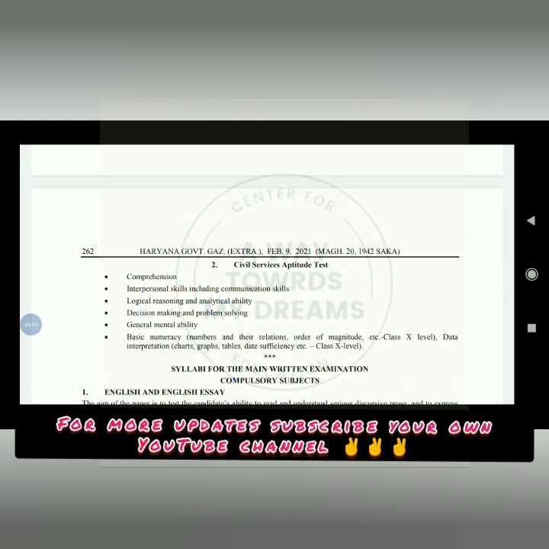Here it is comprehension, which is in English. In this, you get a passage and have to answer some questions from that passage. Next are interpersonal skills including communication skills. After this is logical reasoning and analytical ability. Next is decision making and problem solving, general mental ability and basic numeracy up to the class 10th level, which consists of data interpretation, numbers and their relations, order of magnitude. Up to the class 10th level, you have to cover its syllabus.